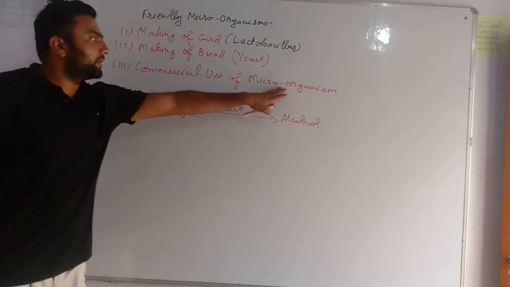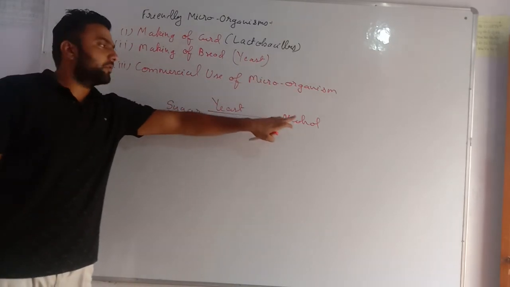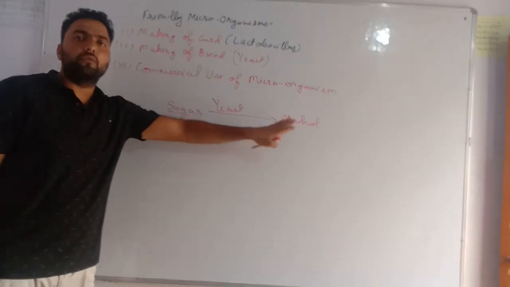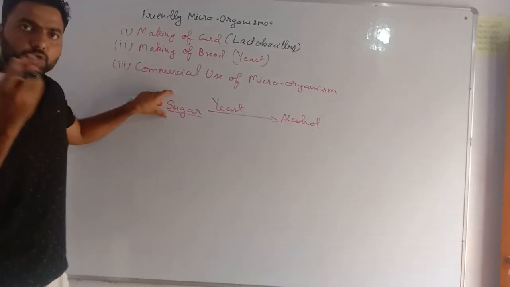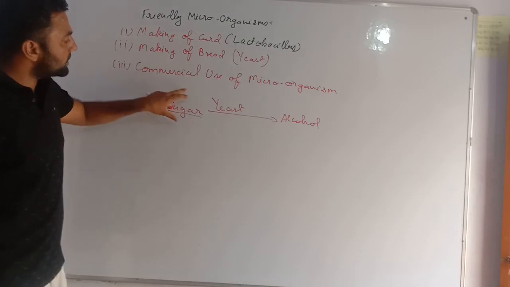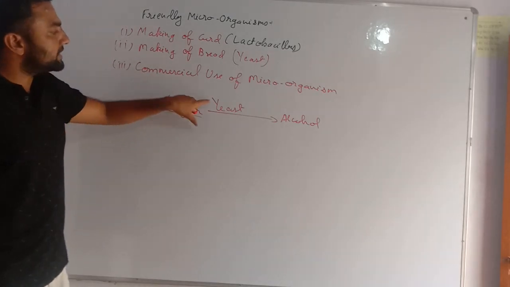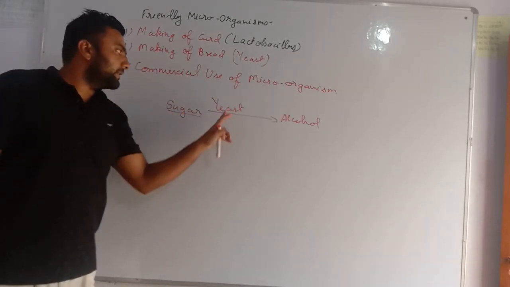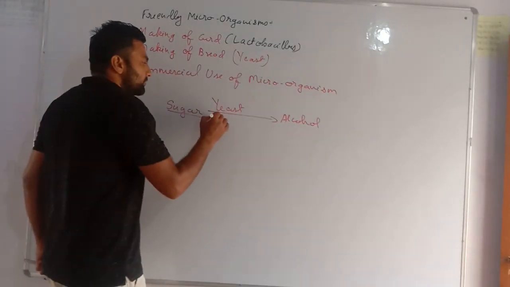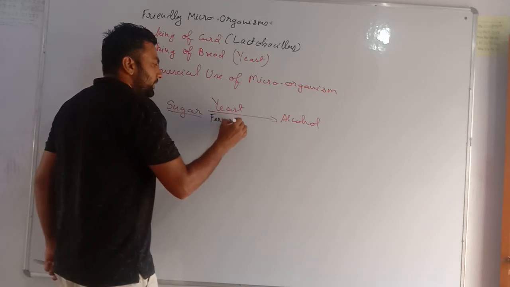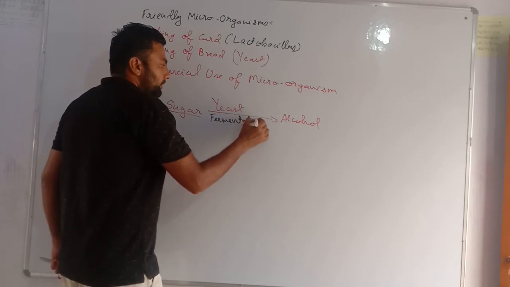Commercial use of microorganisms. The industries or companies producing alcohol take grapes, sugar cane juice, or whatever source of sugar, and add yeast into it, and that yeast converts that sugar into alcohol. Very important. This process is known as fermentation. Very important, my dear students.